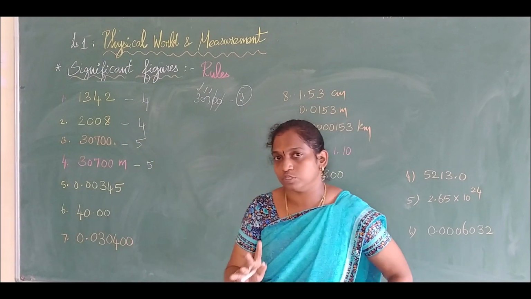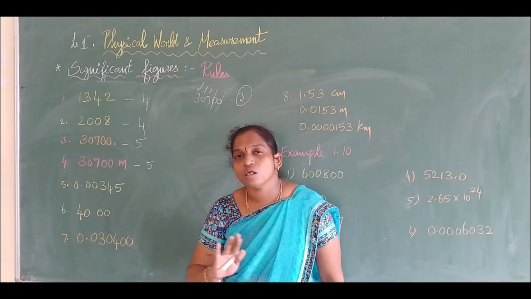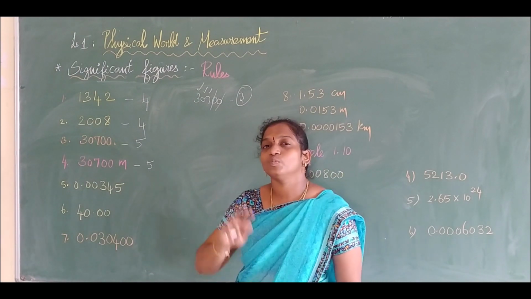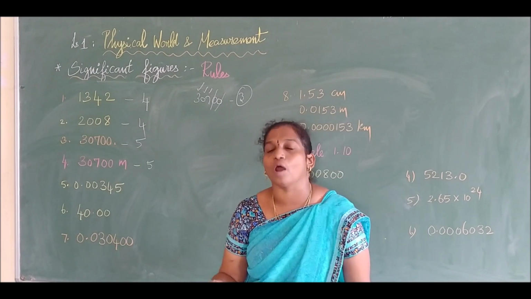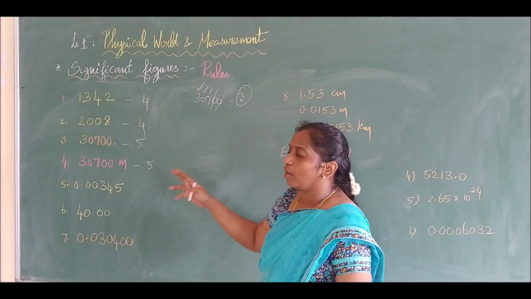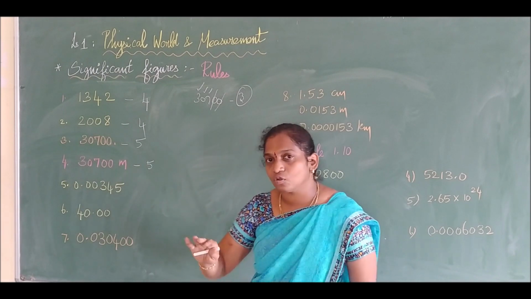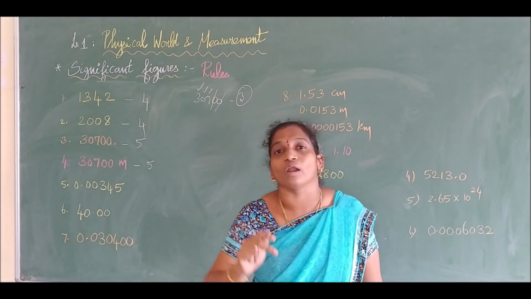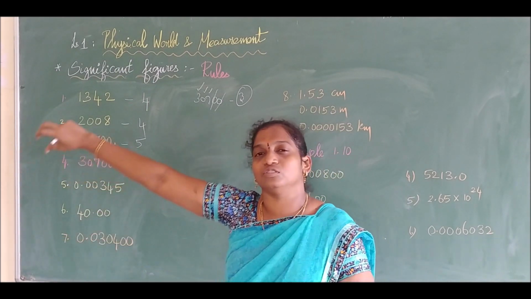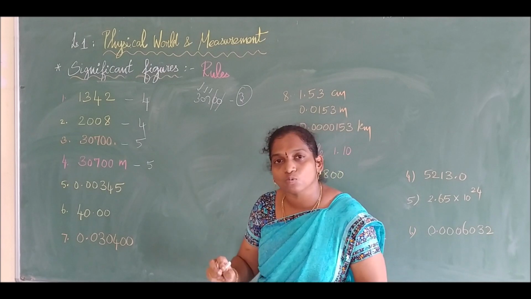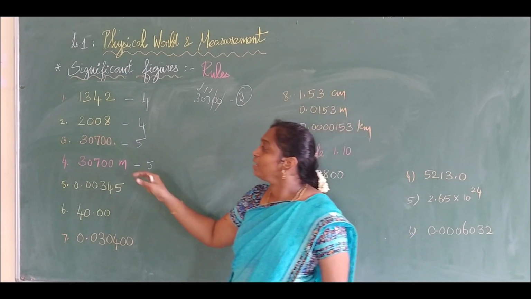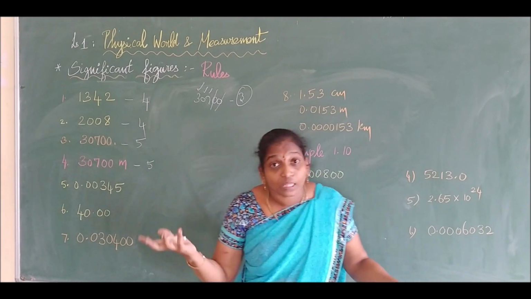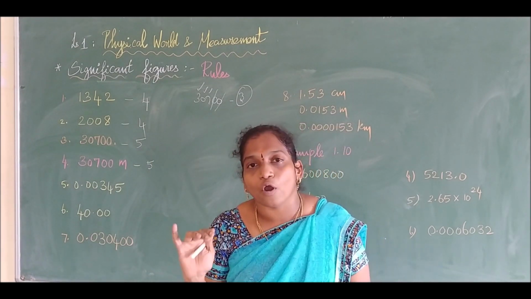So we have seen the 4 rules. What are they? The first rule is what? All the non-zero numbers are significant. Then what is the second rule? The zeros between two non-zero numbers are said to be what? Significant. And the third rule is what? The trailing zeros. What do trailing zeros mean? Continuous zeros after a non-zero number are said to be trailing zeros. Like a train, it is continuously 0, 0, 0, 0 coming. So the trailing zeros with the decimal point are said to be significant, and the trailing zeros without the decimal point are said to be what?